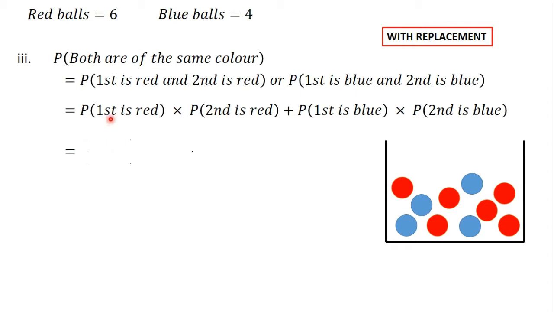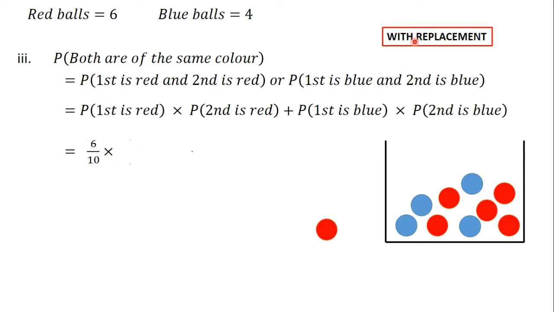So the probability that the first ball is red. In the box, we have 6 red balls and a total of 10 balls. So the probability that the first ball is red will give us the number of red balls in the box, which is 6, divided by the total number of balls, which is 10. It means that we have selected the first red ball from the box. We have the multiplication sign here, so you bring it. We are going to select the second ball.